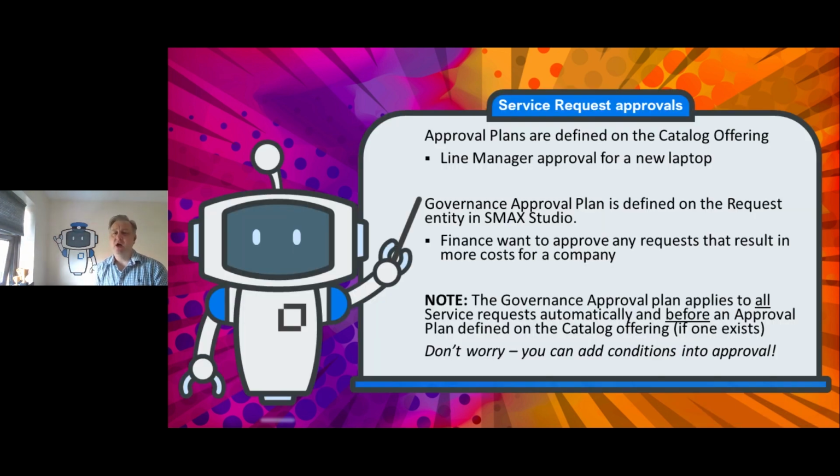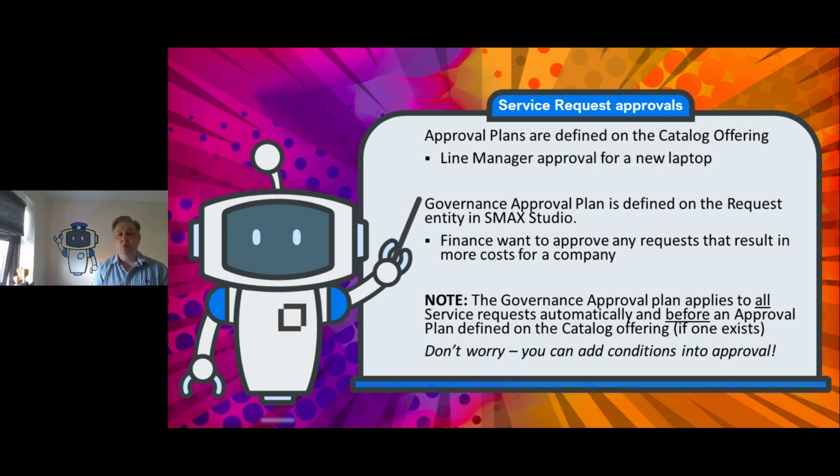But to give a high-level overview, just to help cement it for you, approval plans are defined within your catalog offering. A good example is a line manager approval for a new laptop, right? Maybe you give a choice between a travel-friendly laptop or something a bit more performance-related. Or maybe you say with mobile phones, right?